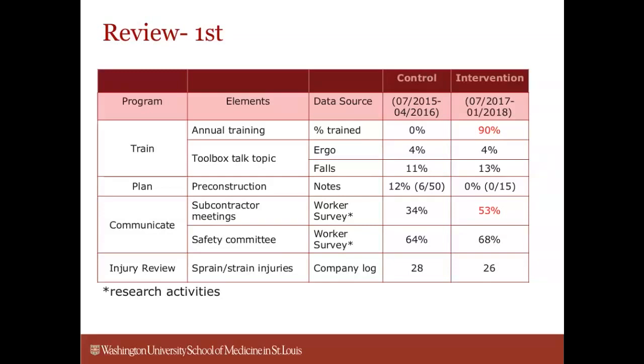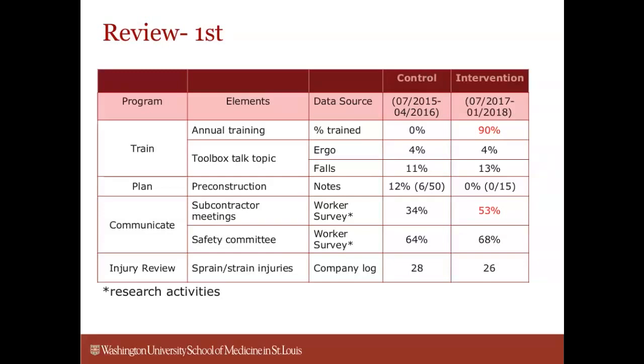There were some elements of this review that were research data, and we conducted worker surveys in order to assess the information in subcontractor meetings and safety committee meetings. However, I believe that information could be gathered a different way from a practitioner's point of view. So those were actually fairly high. 34% were subcontractor meetings, and 64% of the time safety committees said they discussed ergonomics. And then there were 28 sprains and strains during that period.